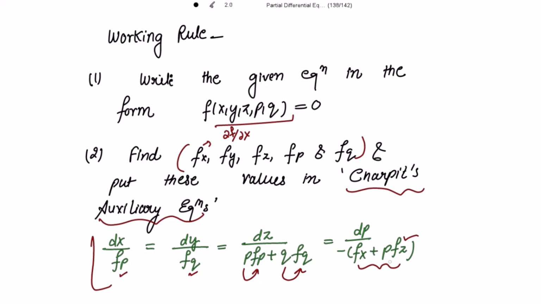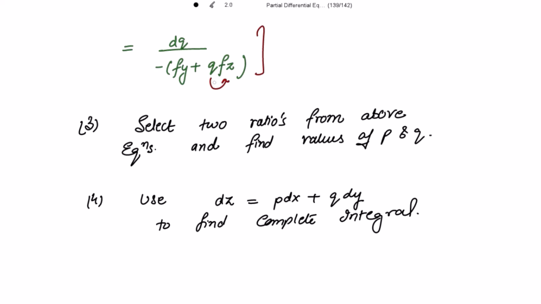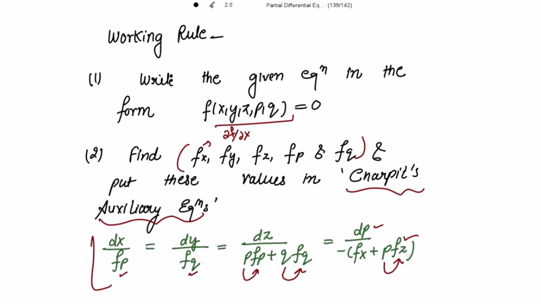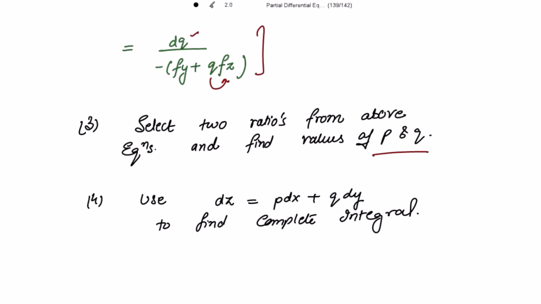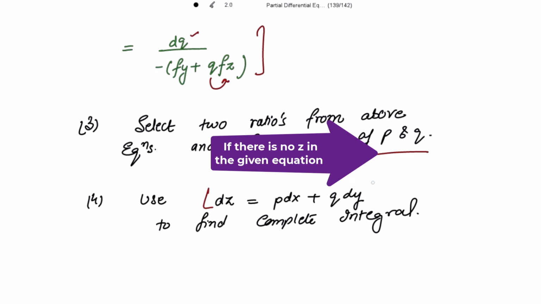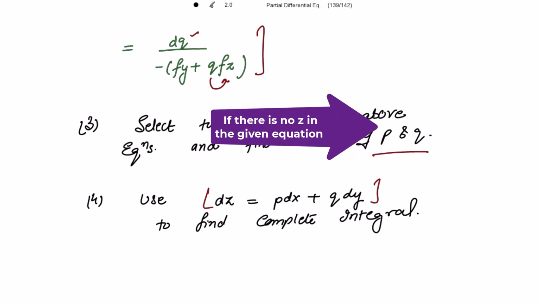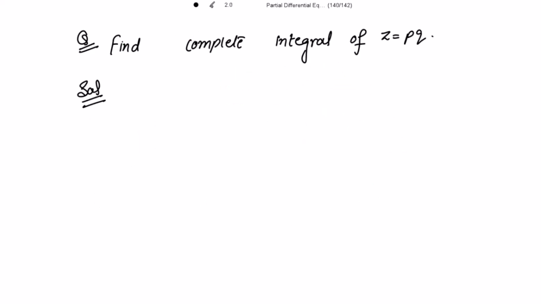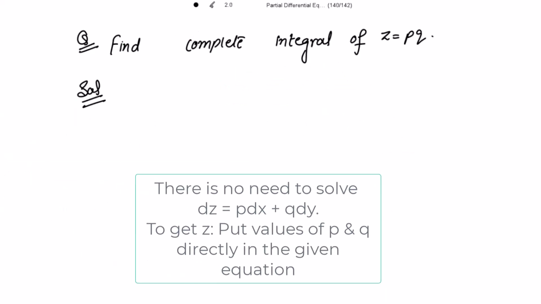Here it is written p times fz for dp, and here it is written q times fz for dq. And then we select two ratios from these equations and find the values of p and q. Select any two of these ratios and find the values of p and q in terms of x, y, z. And then we use dz equal to p dx plus q dy to find the complete integral. So let's move on to one example. Find the complete integral of z equal to pq using Charpit's method.